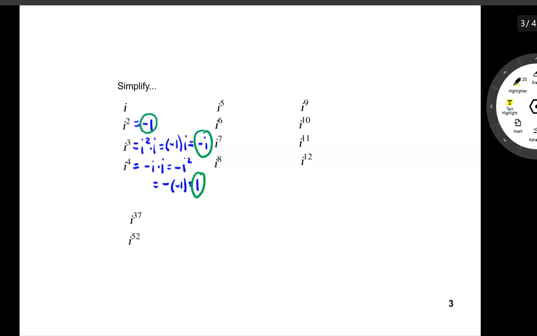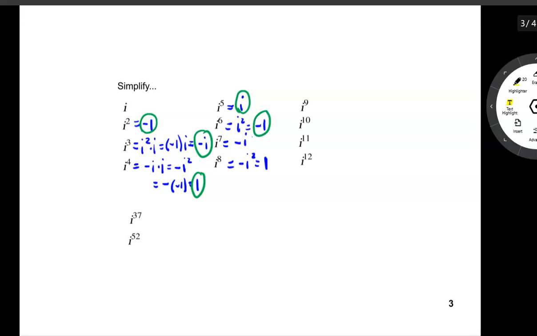Okay, let's go to the next column. i to the fourth was 1. If we multiply that times i one more time, 1 times i is just i. For i to the sixth, take i to the fifth, which is i, times i again, and we're going to get i squared, which is, by definition, -1. And then we have -1 times i again, which is -i. Then i to the eighth: -i times i again, so we get -i squared, which is +1, since i squared is -1, so -i squared is 1. And let me circle those just to make sure that we're seeing them.